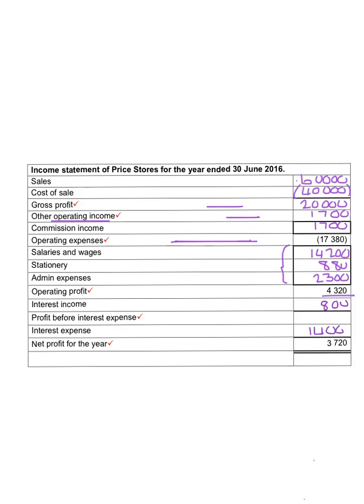The interest income is added to the operating profit, so that will give us 5,120. The interest expense must be deducted because it will reduce the profit, and then we determine the net profit for the year as 3,720.